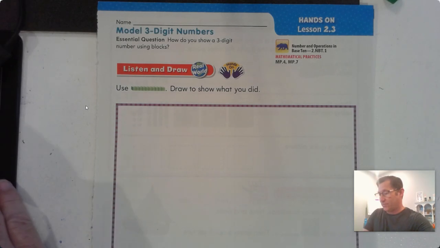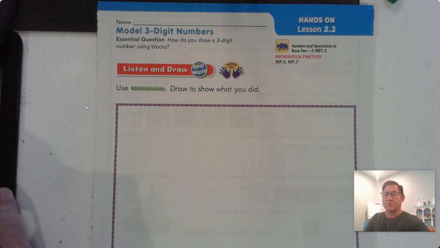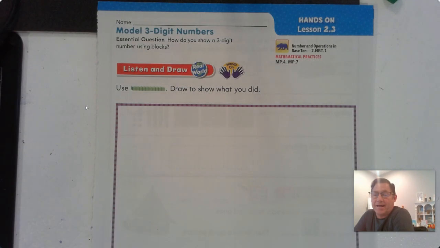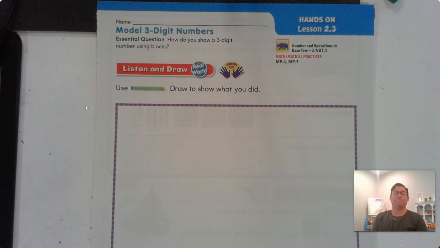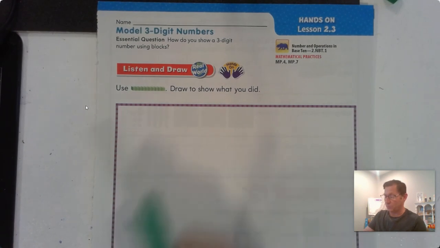So let me read the situation to you, and then we'll model using 10 rods and 100 blocks as well as ones. All right, so let's see. Jack has 12 tens blocks. How many hundreds and tens does Jack have? Use your blocks to show 12 ten blocks. Okay. So what'd you come up with?